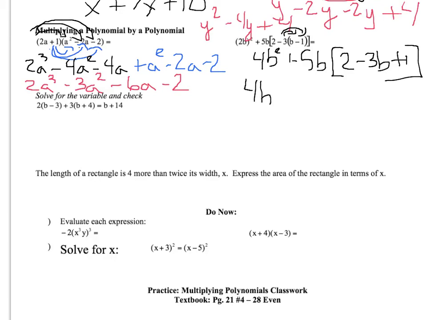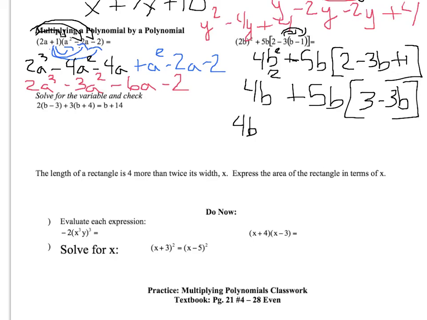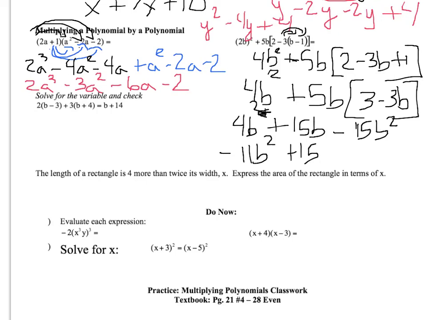Combine like terms in those parentheses, so we'll have a 2b squared plus 5b, and then you have your bracket, 2 plus 1 is 3 minus 3b. Distribute the 5b, so we'll have 4b squared plus 15b minus 15b squared. Combine like terms. I'm sorry, this is b squared. 4b squared minus 15b squared is -11b squared plus 15b.